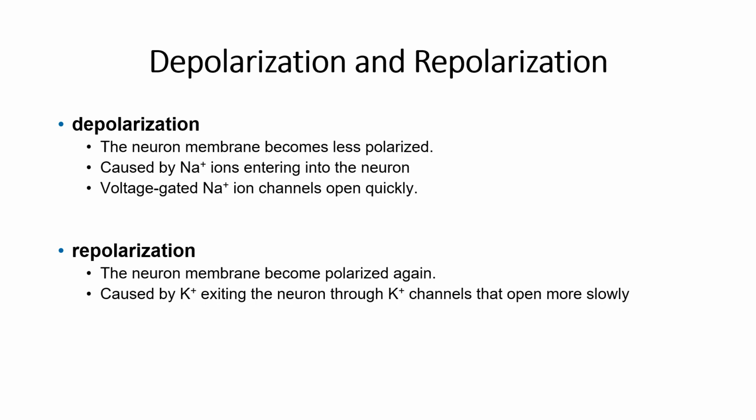We'll talk about the different types of channels in the cellular membrane that allow things to travel in and out of the cell. Repolarization is when the neuron membrane becomes polarized again. In other words, it goes back to where it was to start with. This is caused by potassium exiting the neuron through potassium channels that open more slowly. So the movement of sodium and potassium is key to the process of depolarization and repolarization. I will try to do another slide here to help you understand that a little better.